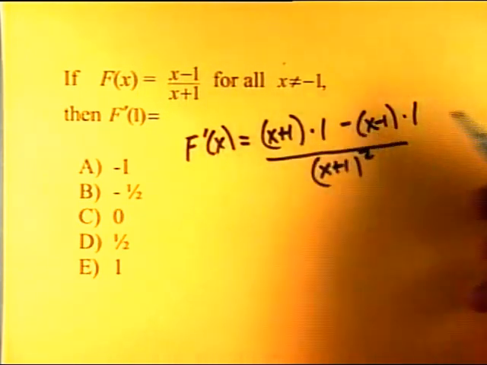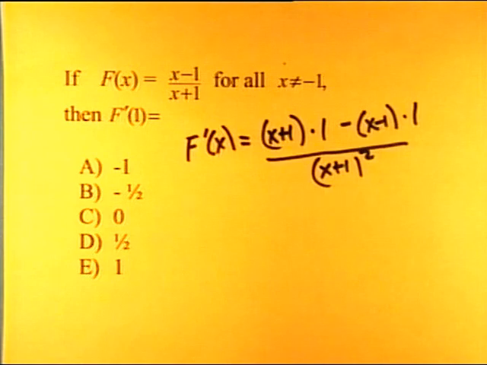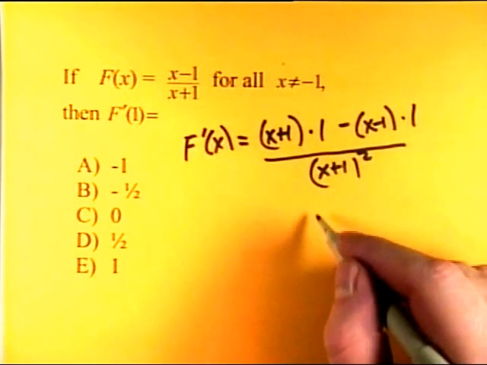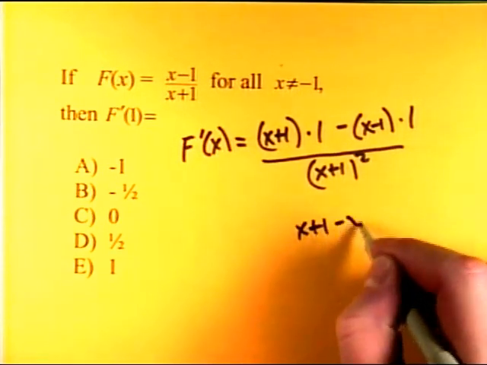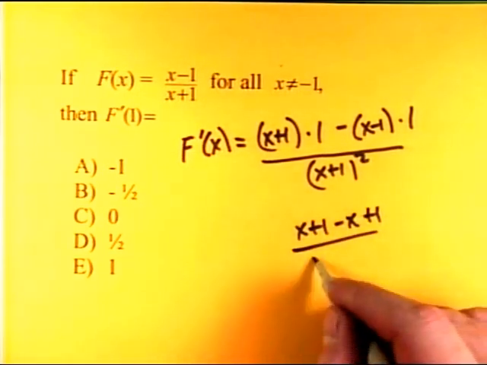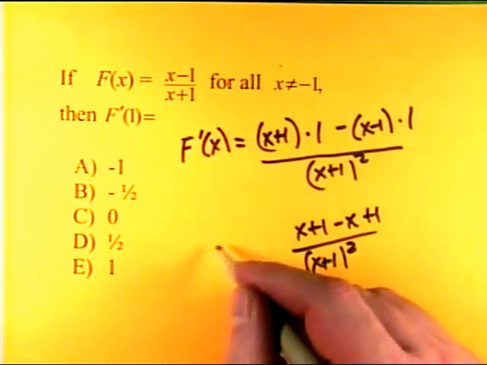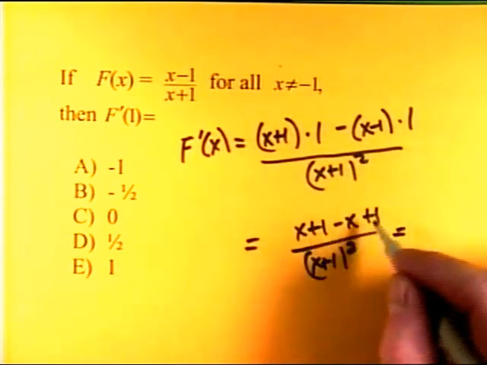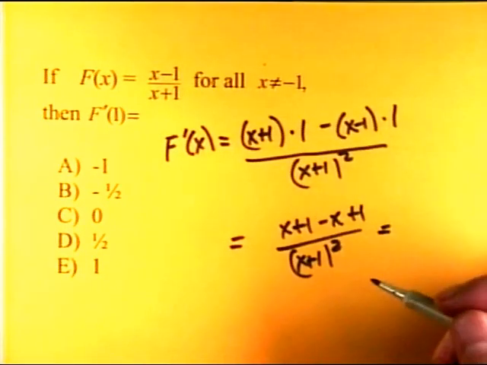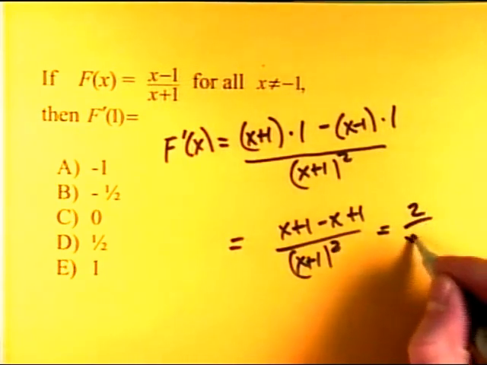Now, how do you simplify the numerator? Distribute the negative to the second one. Okay, what do you get? Negative x plus 1. So it becomes x plus 1 minus x plus 1, all over x plus 1 squared. That's what f prime is. And what is it simplified to now? 2. So it's 2 over x plus 1 squared.